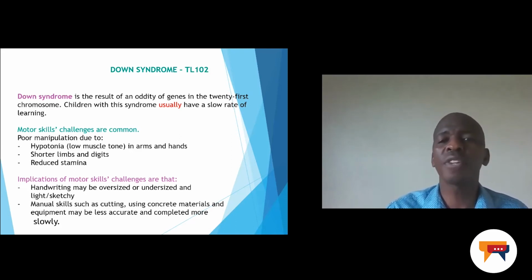What is Down syndrome? It is the result of an oddity of genes in the 21st chromosome. Children with Down syndrome usually have a slow rate of learning. They will have motor skills challenges like poor manipulation due to low muscle tone or underdeveloped fine motor skills in their hands or in their arms. Some will have shorter limbs and digits. Some will have reduced stamina. So this all leads to their poor manipulation.